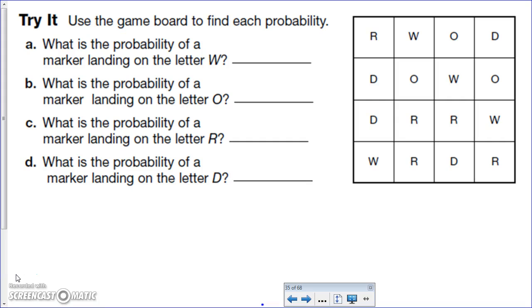So the first thing we have to figure out is how many squares we have. So there are 16 squares on our game board, and each square is of an equal size, so each square has an equal chance of being landed on. So for A, what is the probability of a marker landing on the letter W? In this case, there are 4 W's. So there is a 4/16 or 1/4 chance of the marker landing on a W.